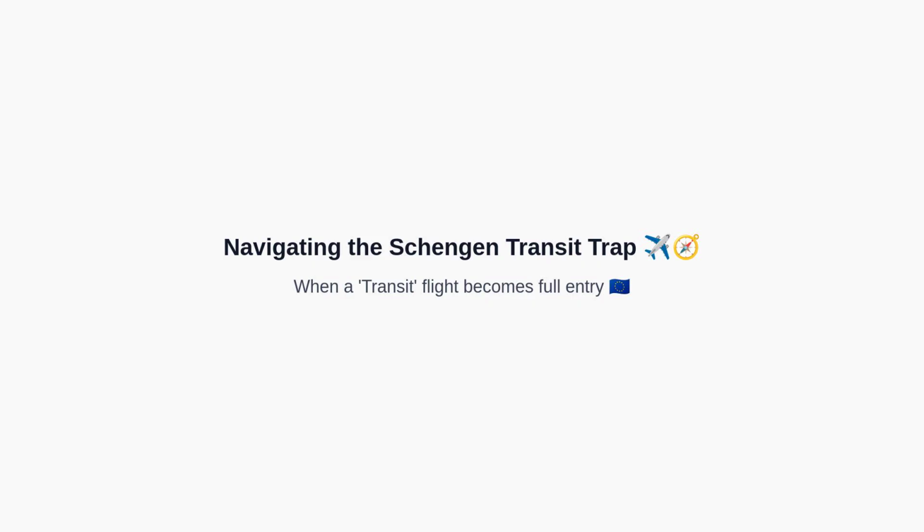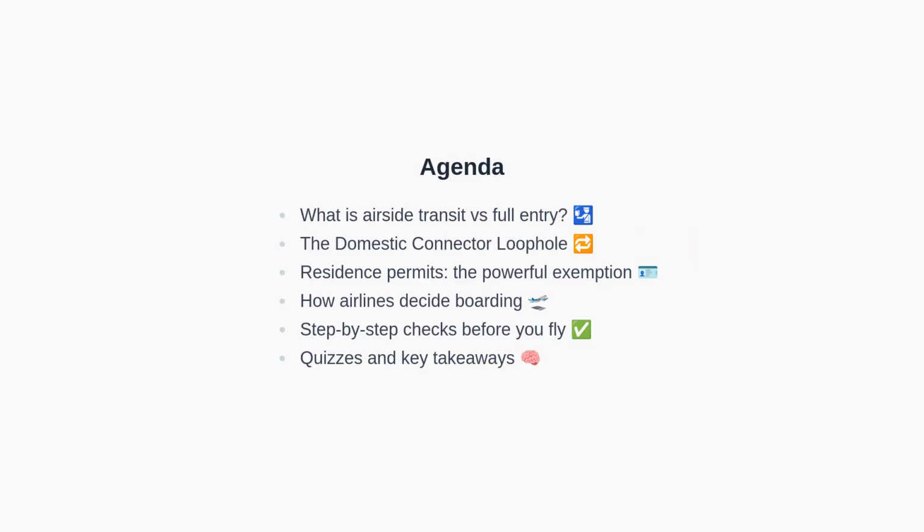Let's get started. First, we will define airside transit and contrast it with full entry. Next, we will unpack the domestic connector loophole using a real-world style example. Then, we will clarify when a national residence permit can exempt you from needing a Schengen entry visa. After that, we will explain airline boarding decisions and their legal basis. Subsequently, we will give you step-by-step checks to validate your itinerary. Finally, we will review key takeaways and test your understanding with short quizzes.